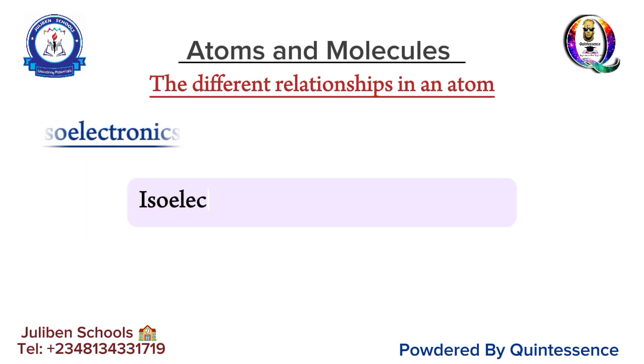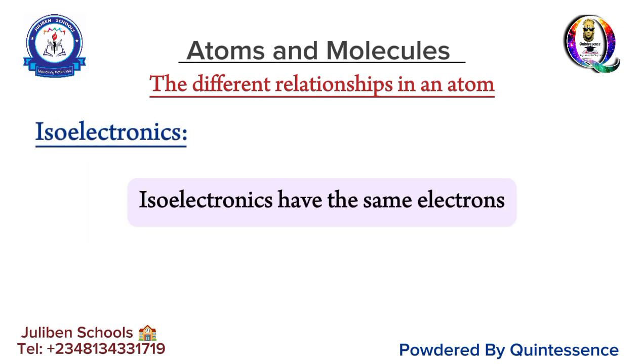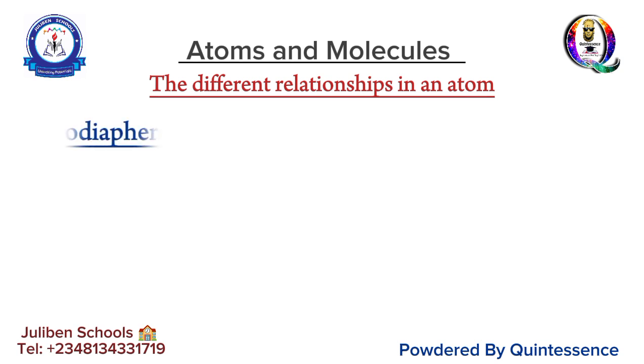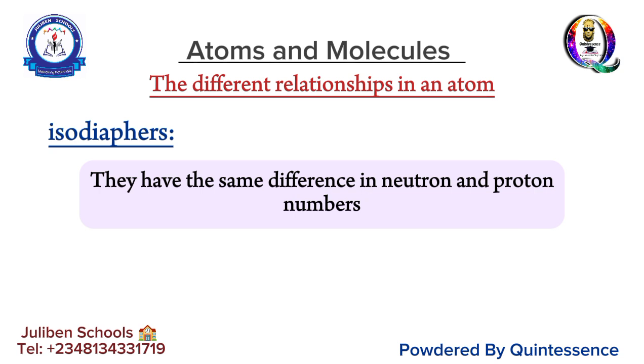Then you have isoelectronics, which have the same number of electrons. For example, oxygen 2- and neon. Then there is another one we call isodiaphers. Isodiaphers have the same difference in neutron and proton numbers. Take note, same difference in neutron and proton numbers. That means when you find the difference between the neutron and the proton number in an atom, and the answer happens to be the same as the difference in neutron and proton number of another atom, you refer to them as isodiaphers.